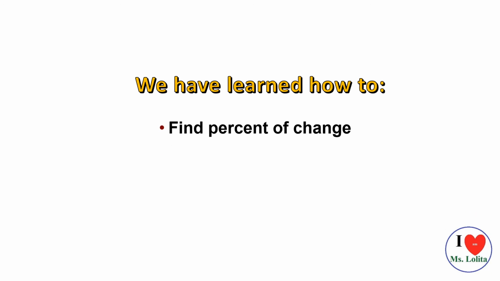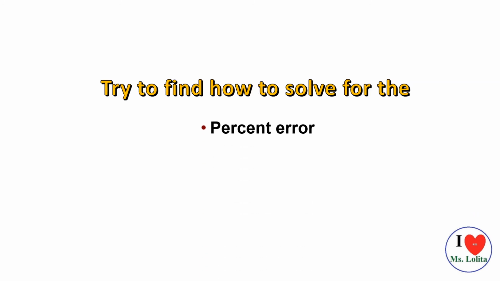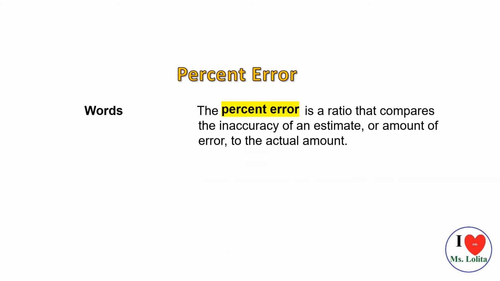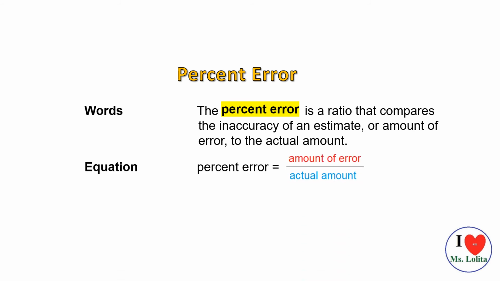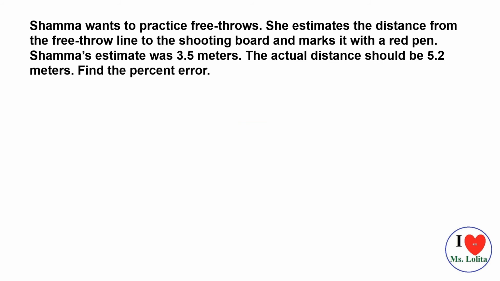The lesson is very easy, right? So, we have learned how to find the percent of change. Let us now try to find how to solve for the percent error. The percent error is the ratio that compares the inaccuracy of an estimate, or the amount of error, to the actual amount. And the equation for the percent error is the amount of error all over the actual amount. Let us solve this example so that you will be guided.